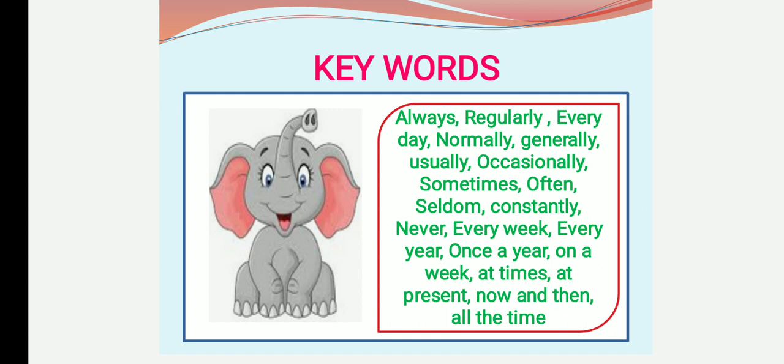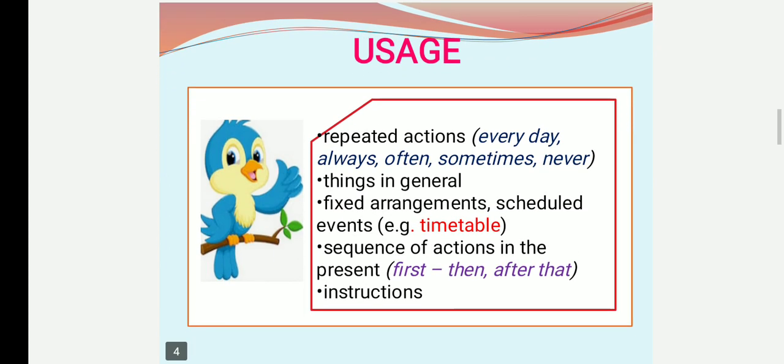We learned that we use simple present tense, that means in simple present tense, the verb describes an action that happens regularly. So these are the keywords which help the readers to know that the action is happening regularly, and we use these kinds of words only in simple present tense. Let us learn its usage.